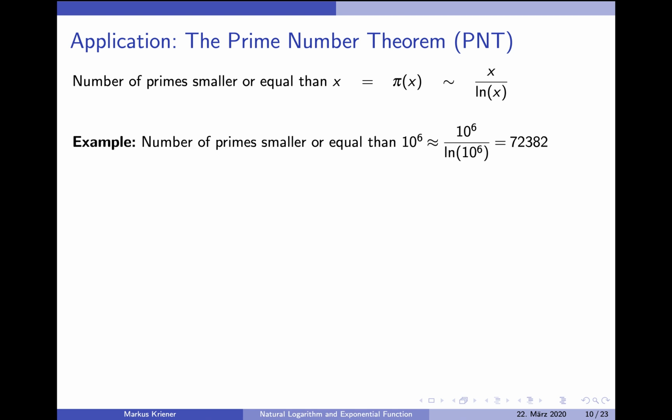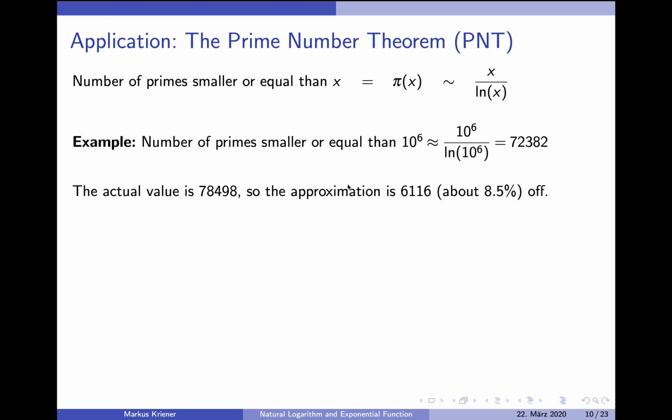Here's an example. The number of primes smaller than 1 million is this. The actual value is this, which is 8.5% off. Disappointing, isn't it? It gets better if the powers of 10 become larger. For instance, pi of 10 to the power of 25 is only 1.8% off.